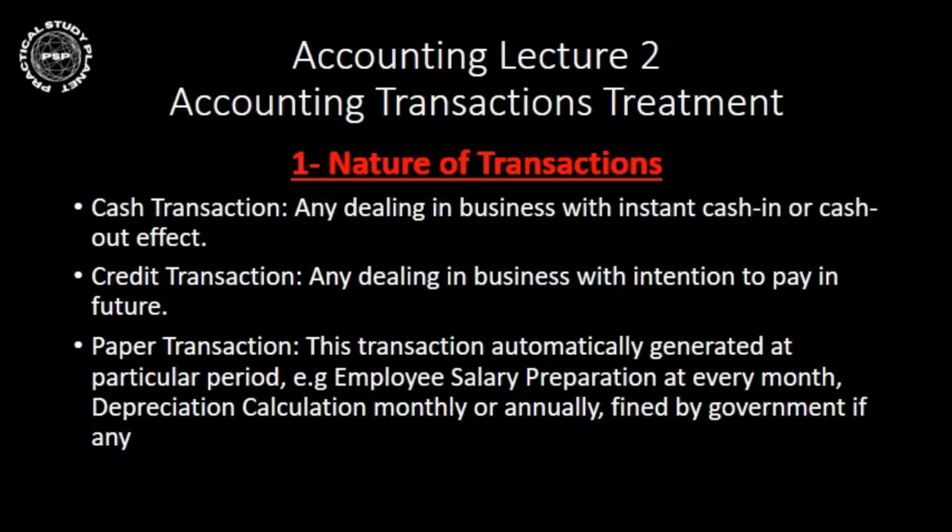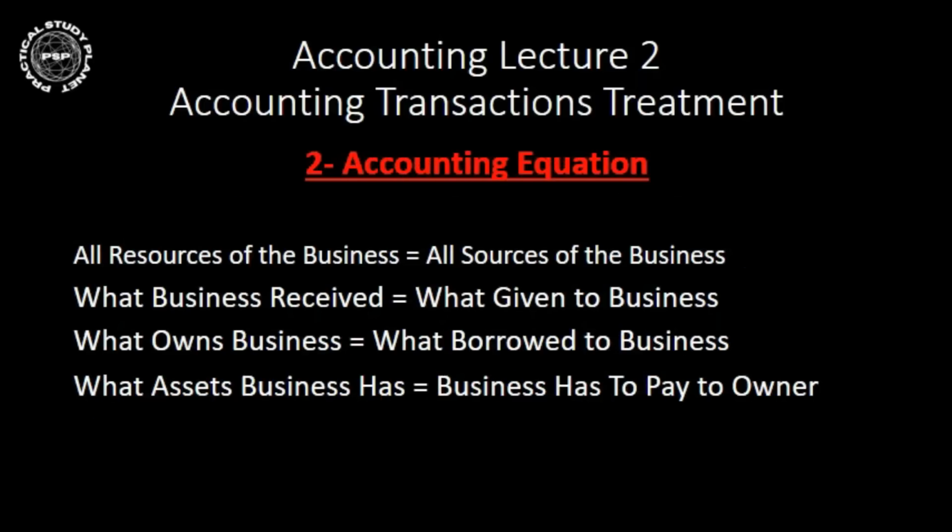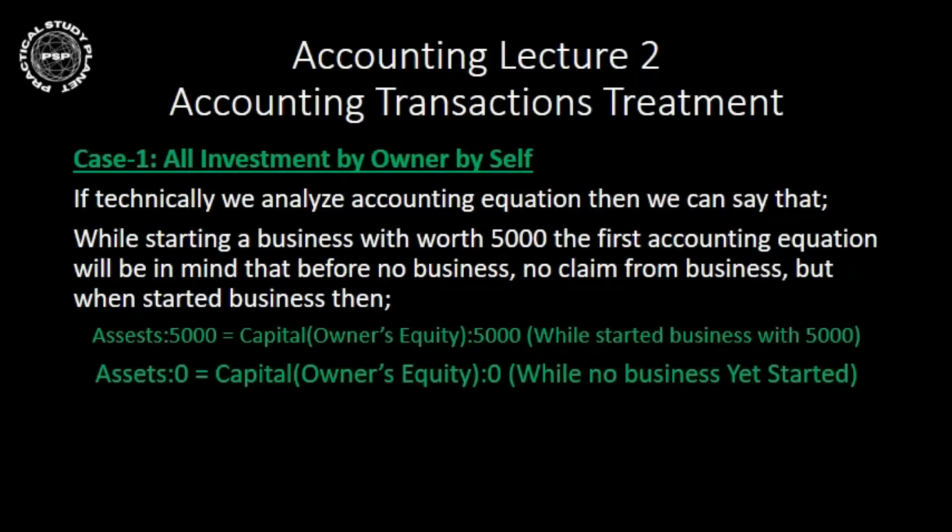So now we learn about accounting equations. All resources of the business are equal to all sources of the business. This is logical because it is the origin of the whole accounting system. What the business received is equal to what was given to the business, because the business is nothing by itself. What the owner puts in is equal to what is borrowed by the business, meaning the business has a liability to pay back to the owners. The assets the business has are not the property of the business.